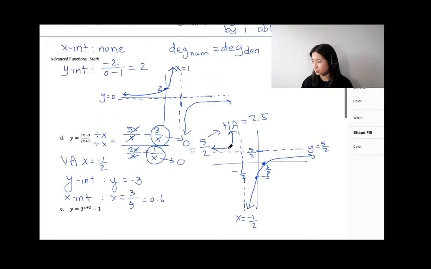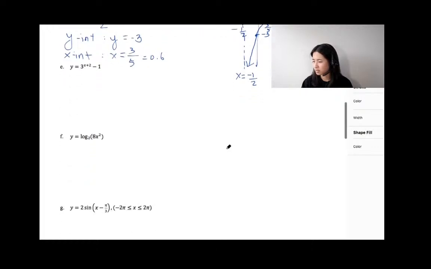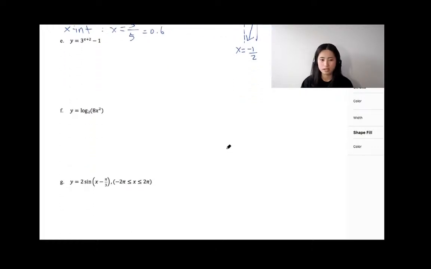Okay, so moving on to this function. Interestingly, we have an exponential function.